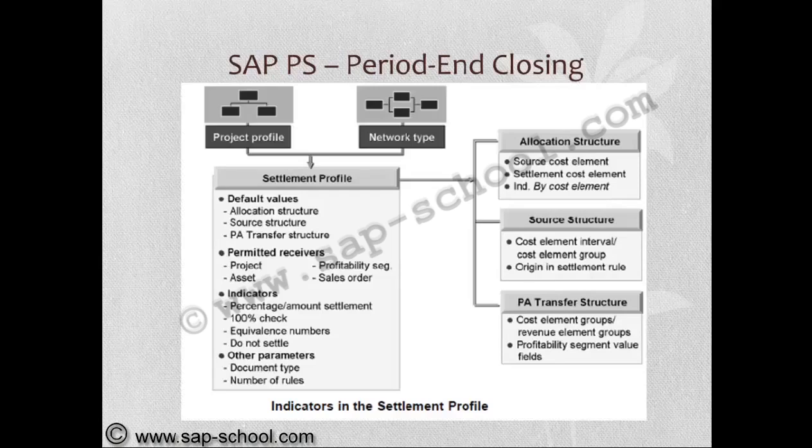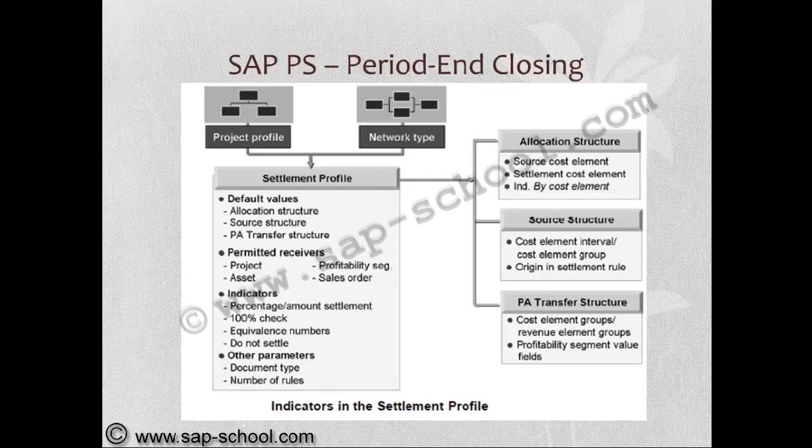So if you consider the indicators in a settlement profile, one is default values, allocation structure, source structure and profitability analysis transfer structure. Permitted receivers are project, asset. Indicators are percentage, amount settlement, 100% check, equivalent numbers, do not settle. Other parameters, document type and number of rules.